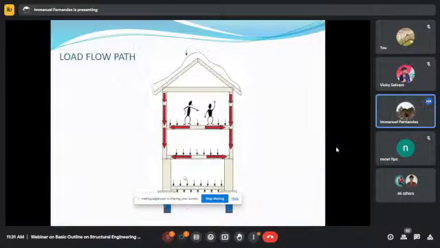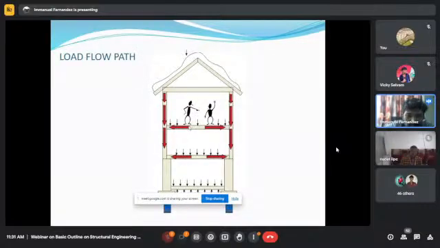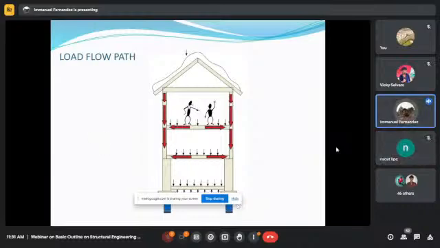You can see here, from here the loads are getting distributed to the adjacent columns and from here to the foundation. These are the vertical loads, and if we have lateral loads, that also will be transferred through the column and it will go through the foundation.